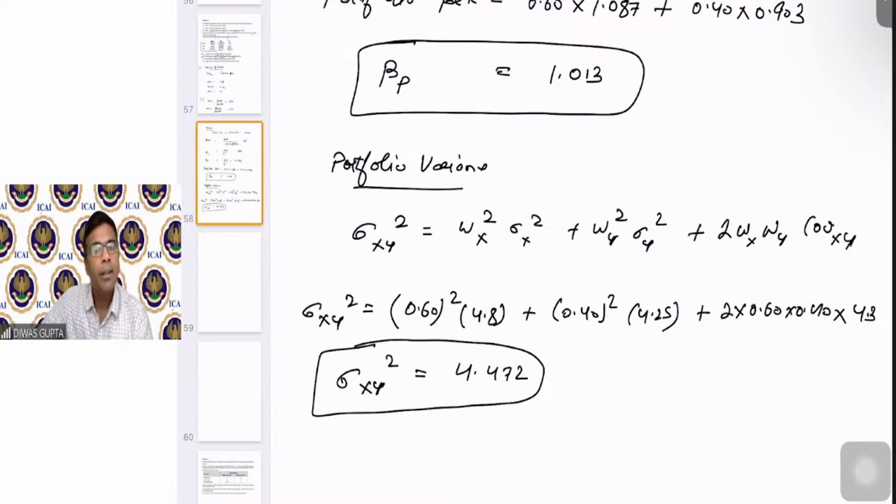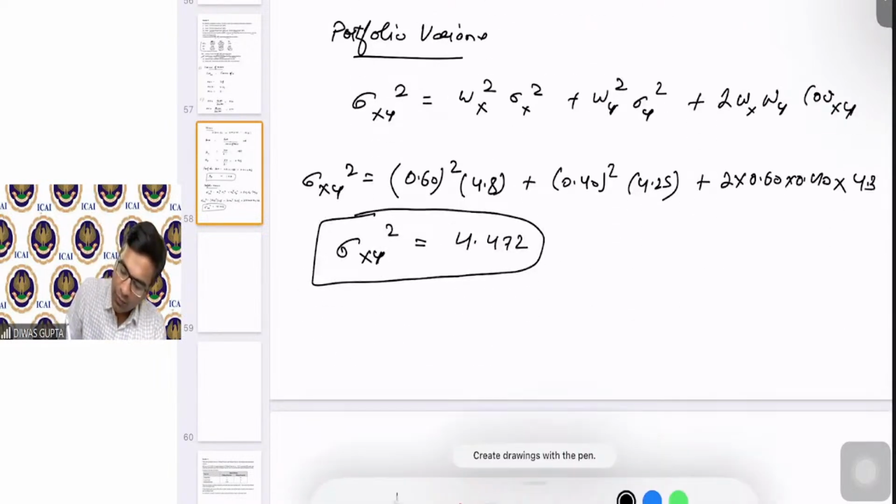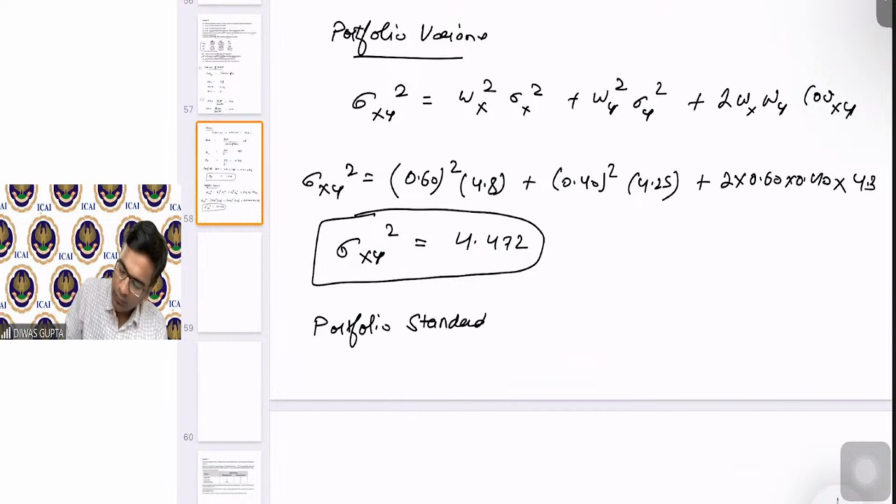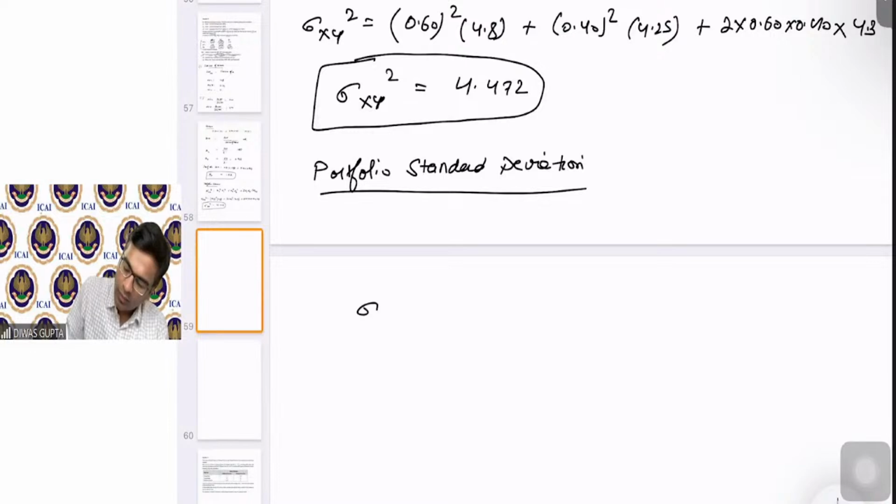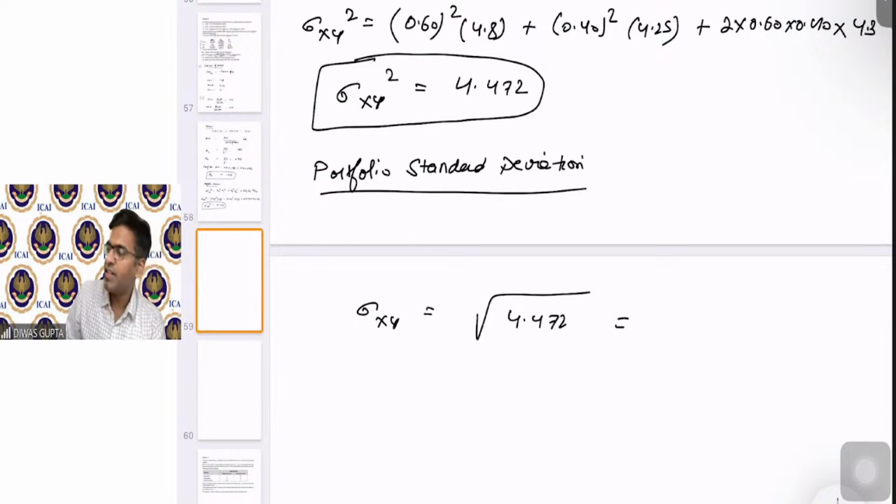Okay, we have calculated portfolio variance. Now the last part was for portfolio standard deviation. Square root of variance, simple. This is a one step answer, I think. 2.115.